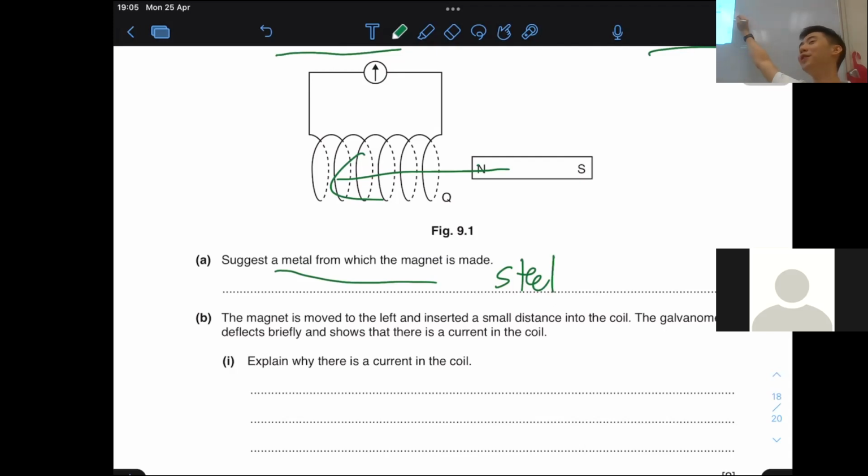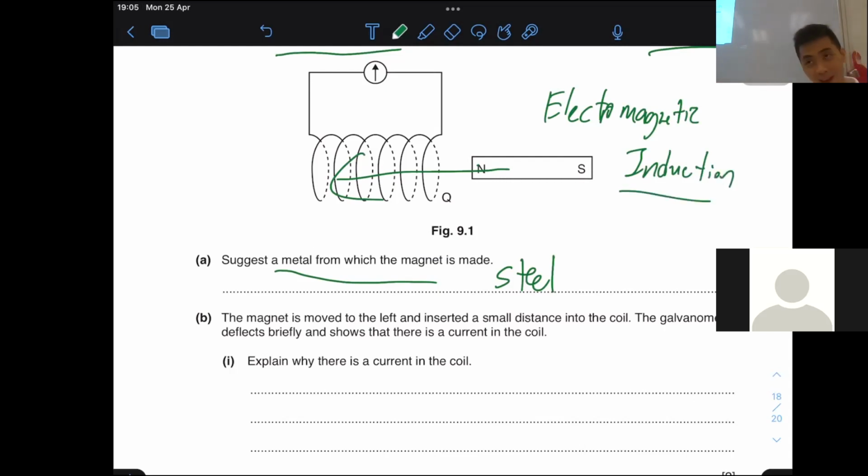What does EMF stand for? Electromagnetic field? Induction, hello, this is electromagnetic induction. EMF is not that. I told you how many times already. EMF is electromotive force, the one that drives the current in the circuit. Electromotive force is usually referring to the battery of the circuit. Remember not?